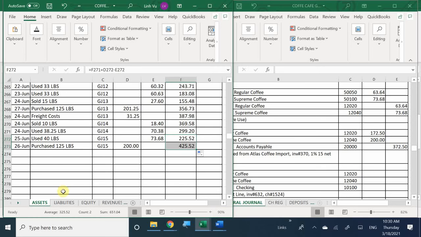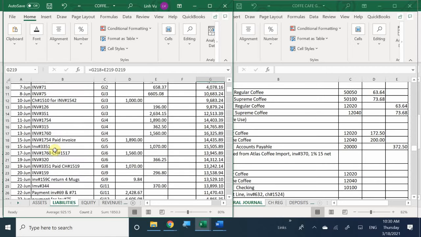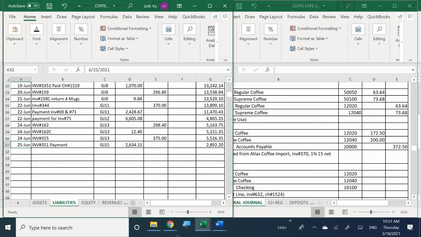Then we have an accounts payable. 626. Invoice number 370. Invoice 370. General Journal 15. And we're increasing it on the credit side for a total of 372.50. So what's my new ending balance? 3264.70. 3264.70. Good. Okay.